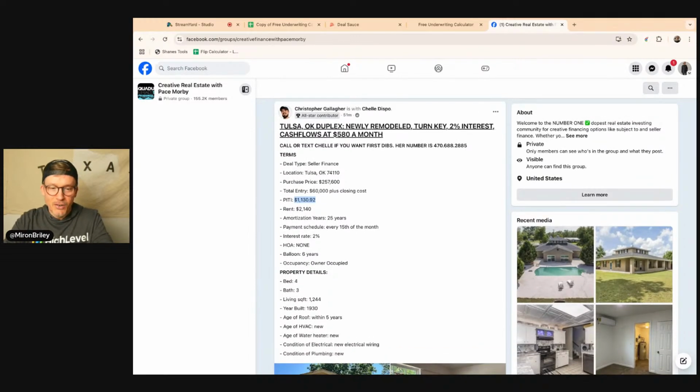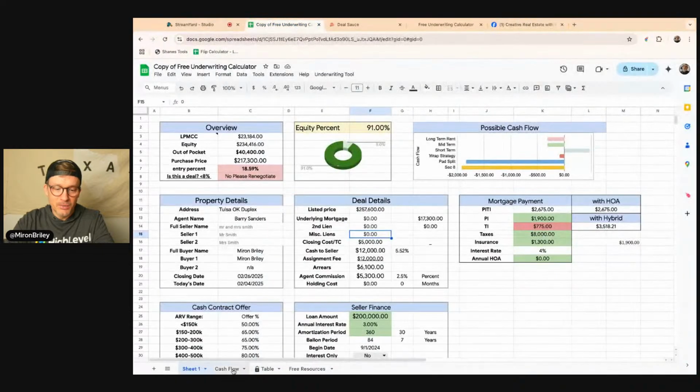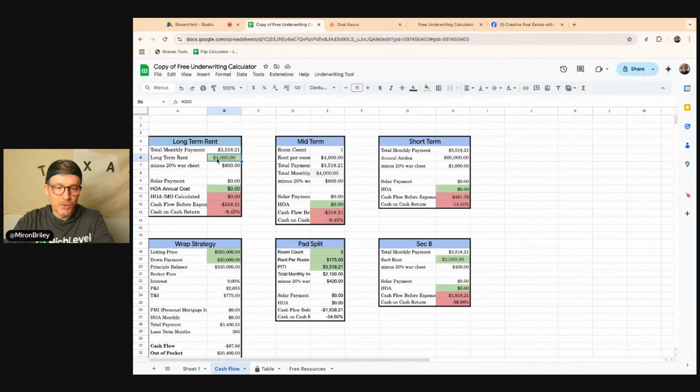Okay, let's try to figure this out. So the purchase price is 257 and the entry is 60. So I wonder what the loan is. The rent is 2140. Okay, I'm just gonna go over here and put 2140 in here.